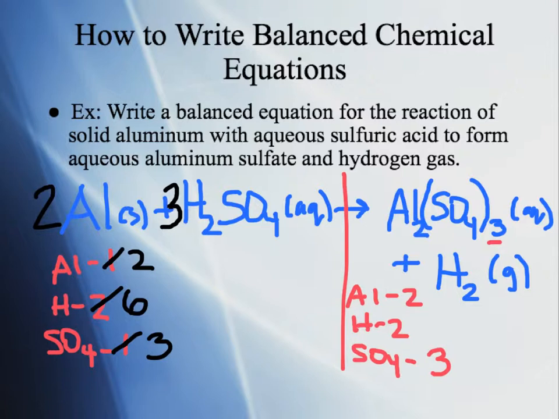So we have to go back and balance that guy. We have 6 on the left, 2 on the right. Well, that's an easy fix because 2 times 3 is 6. So we put a 3 out front of the hydrogen gas, and now we've got a balanced equation.